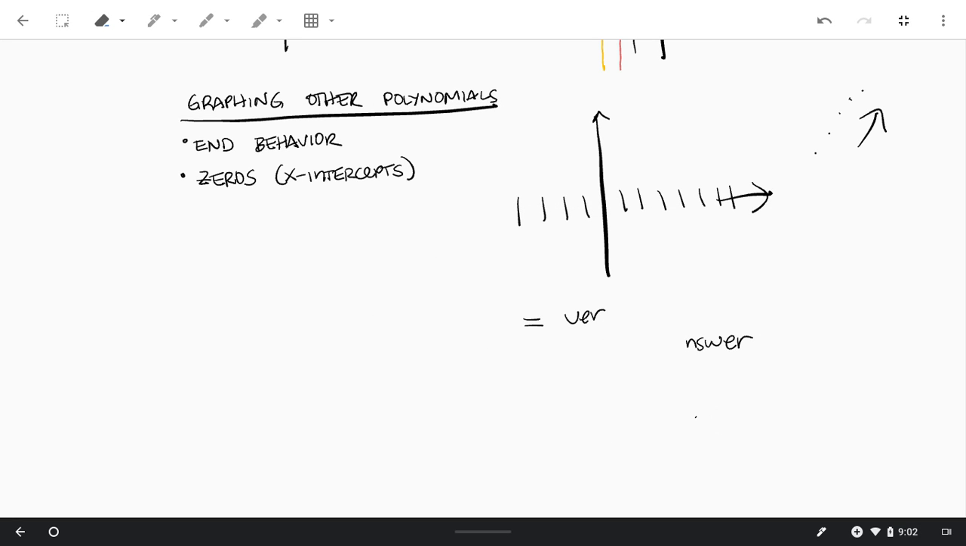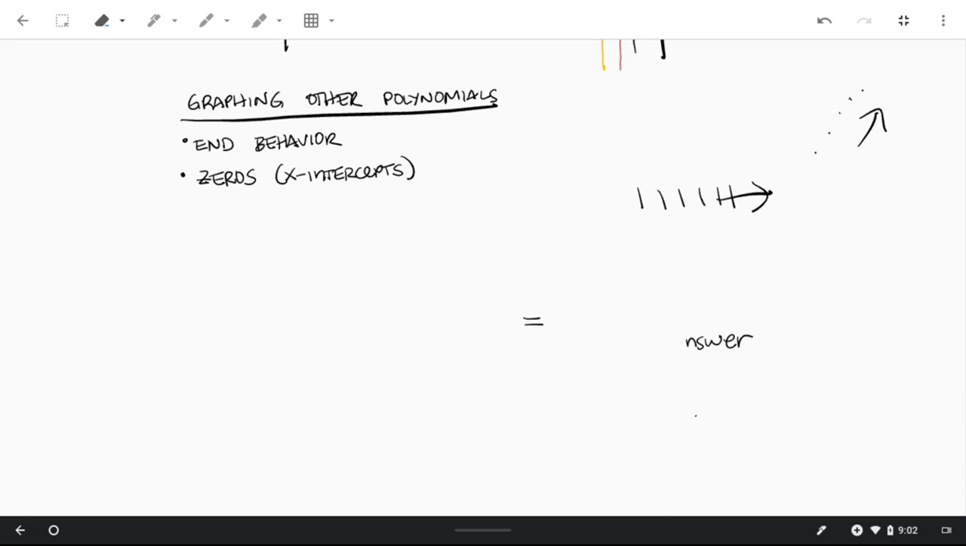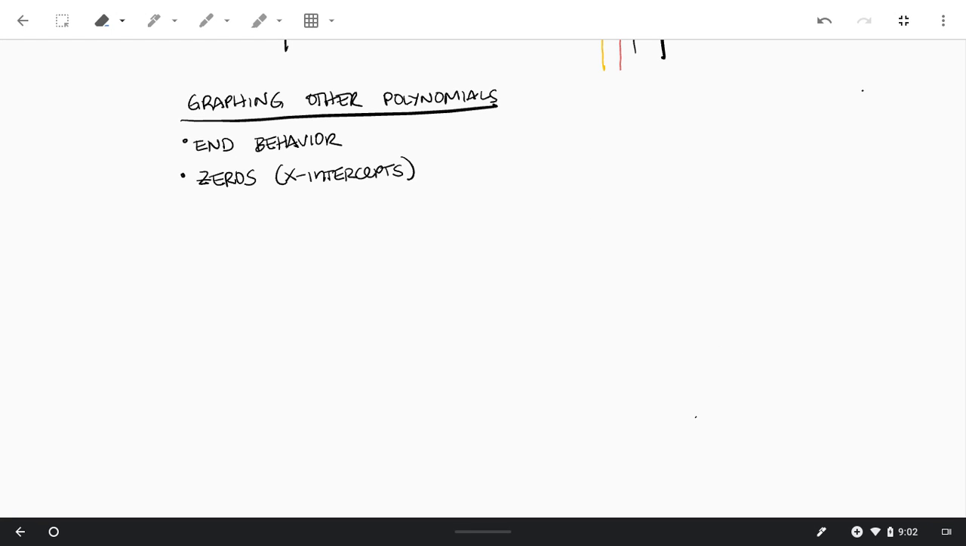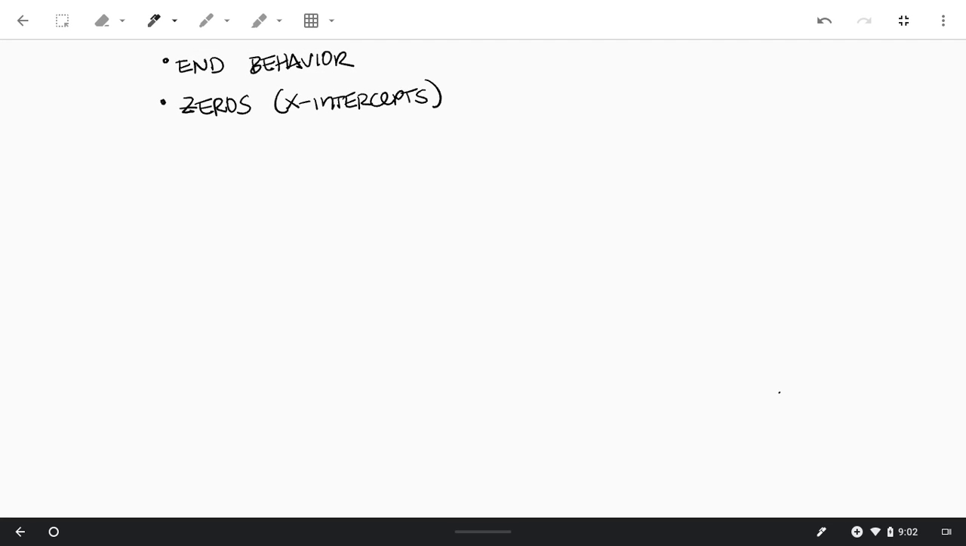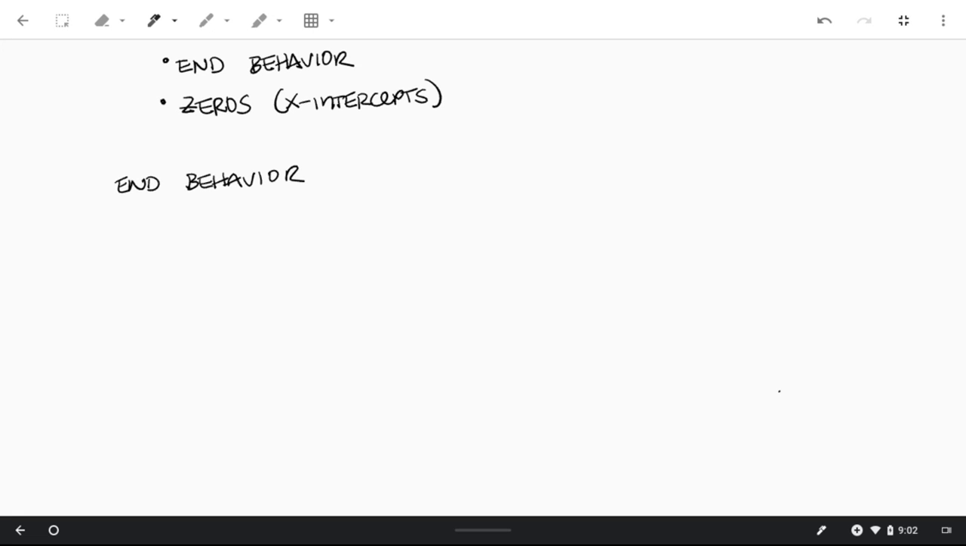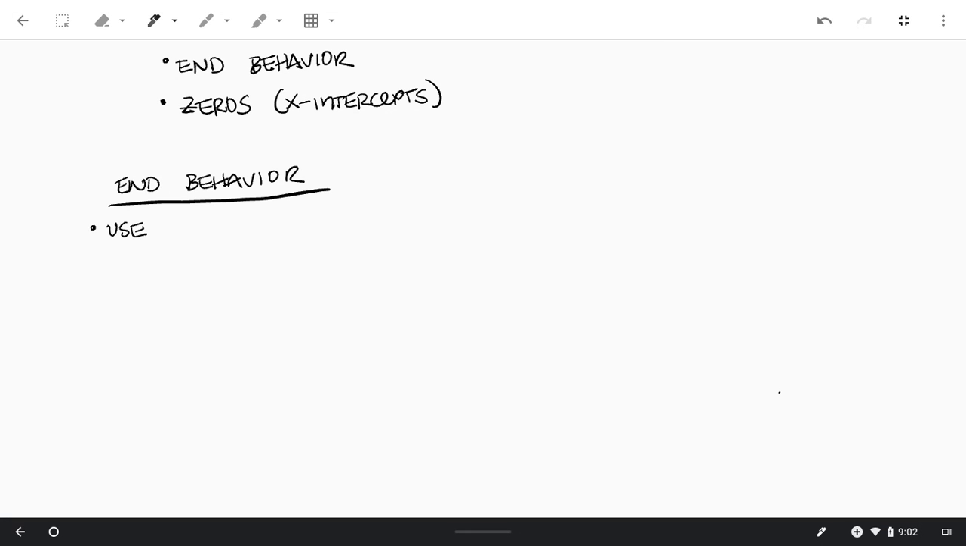All right, so that was just an aside. These are the things we need to look at when we're graphing polynomials. Let's be more formal about end behavior. For end behavior, we are going to use the leading coefficient test, which I kind of just showed you.